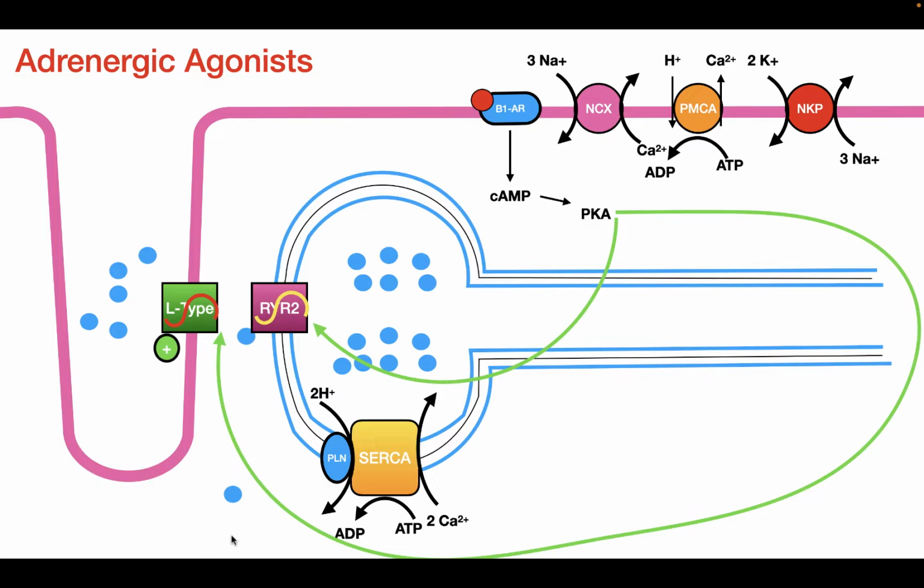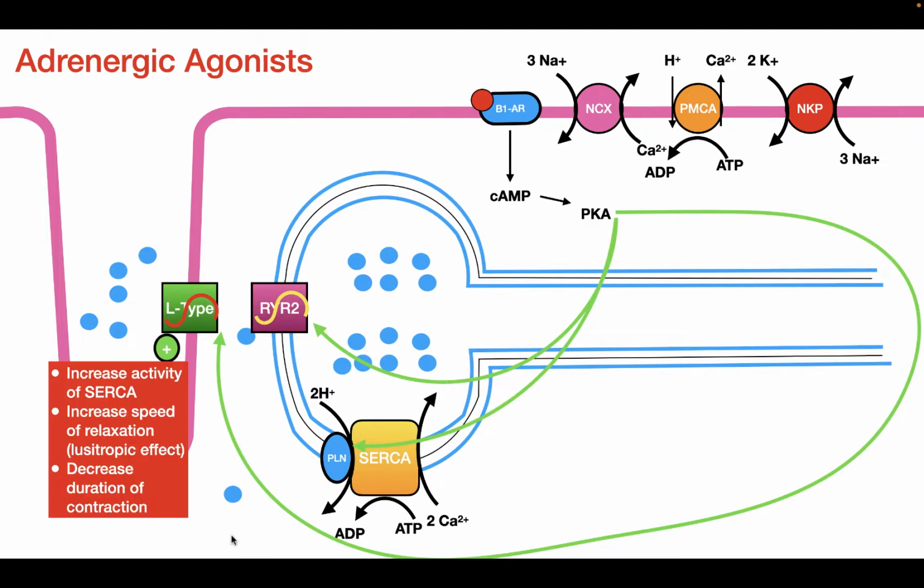So another target is actually going to be the phospholamban, and this is going to affect the heart rate. And how it's going to do that is when you phosphorylate phospholamban, this is going to increase the activity of the Ca pump. And when you increase the activity of the Ca pump, you increase the speed of relaxation, which is also called the lusitropic effect. And when you do this, you decrease the duration of contraction, which therefore increases the heart rate.